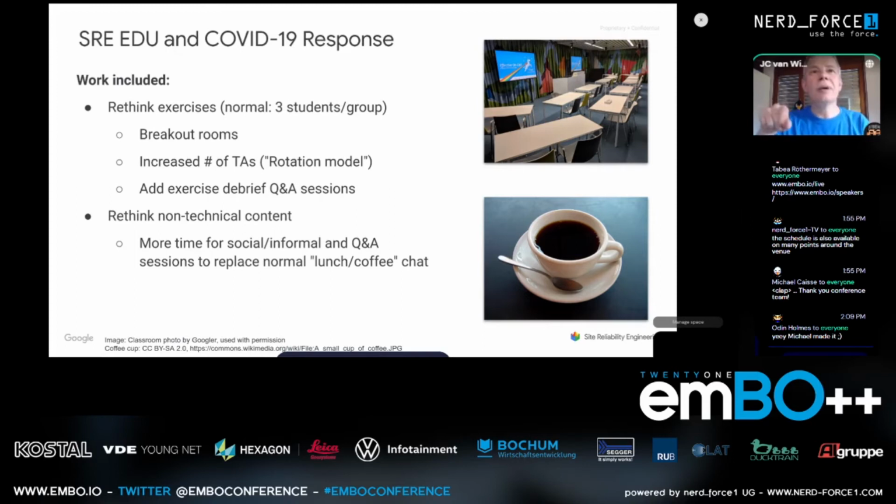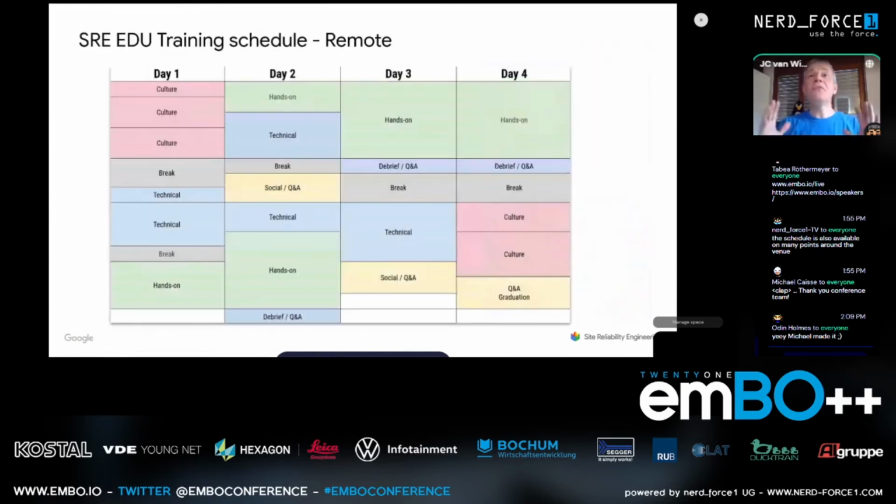And that is actually where I think that this platform that emBO has found could be a perfect thing to use. Our new training schedule, remote, is only 4 days because we don't have mandatory fun time anymore, or not in that sense. We squished it together a bit. We can have more hours in the day because we don't.